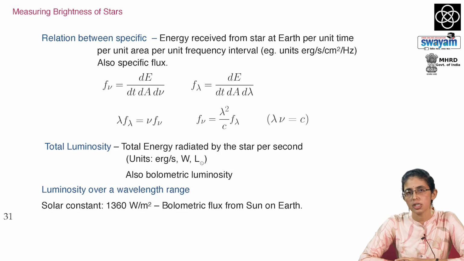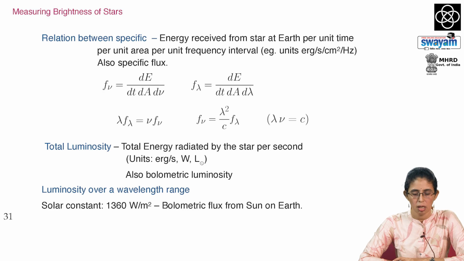We next move on to understanding how the brightness of stars can be measured. What are the units that are generally used? Before we start with understanding the various units, I would like to define certain terms. So, the first is flux density. Flux density from the star corresponds to the energy received from the star at earth per unit time, per unit area, per unit frequency interval.